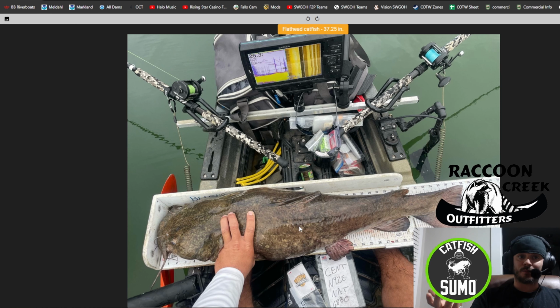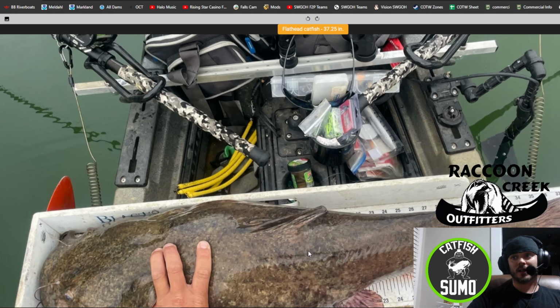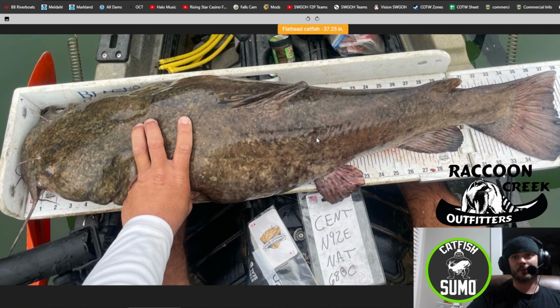You can technically measure them right side down, left eye up if you want to. I'm asking you not to. Please measure flatheads on their bellies if you can, if you have the means.